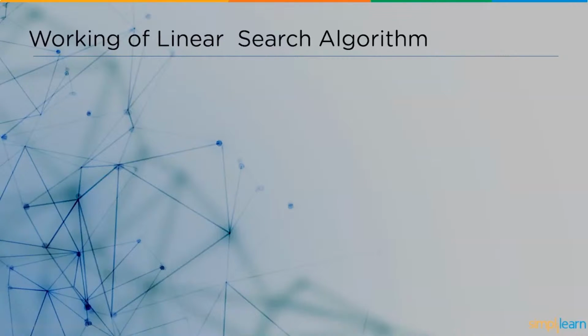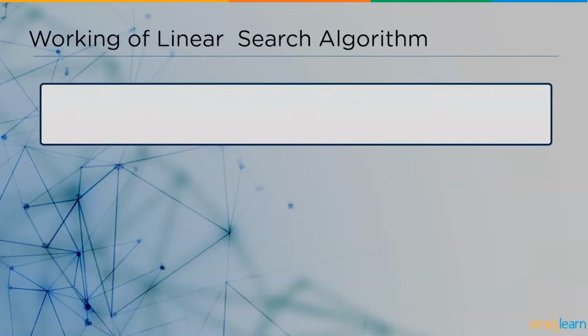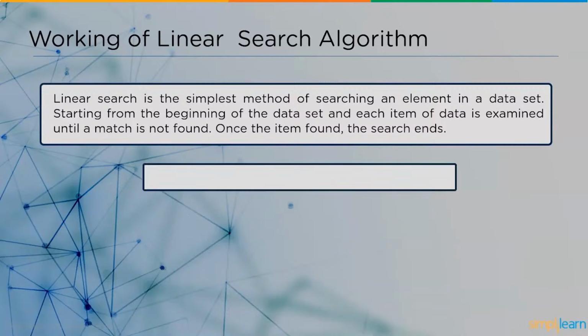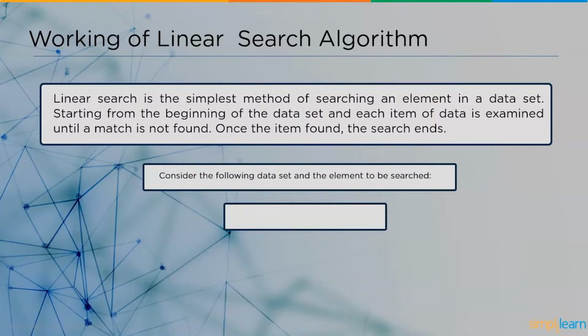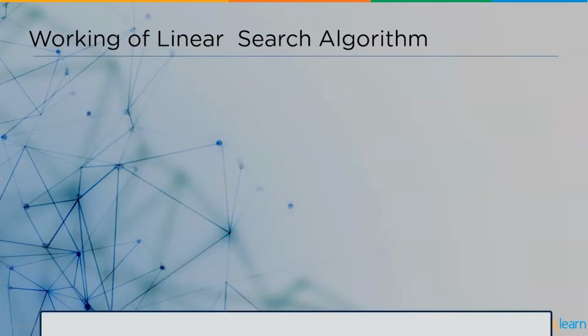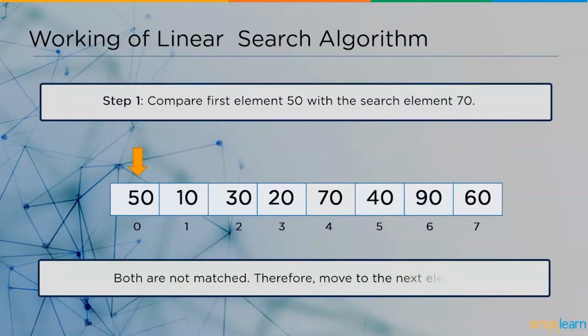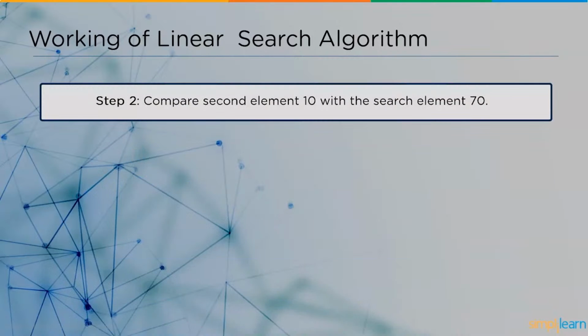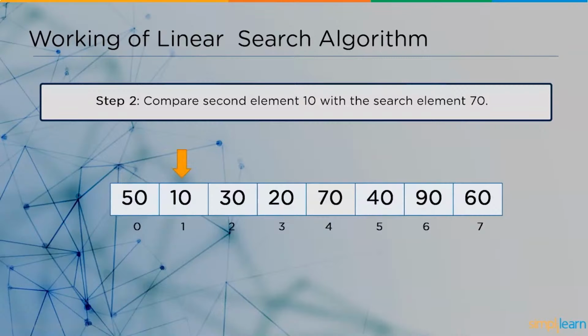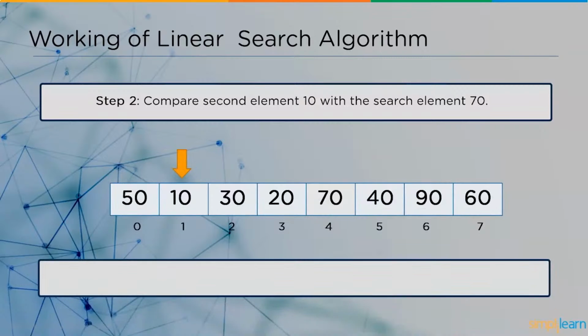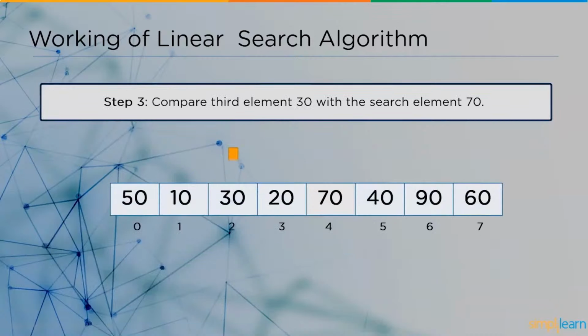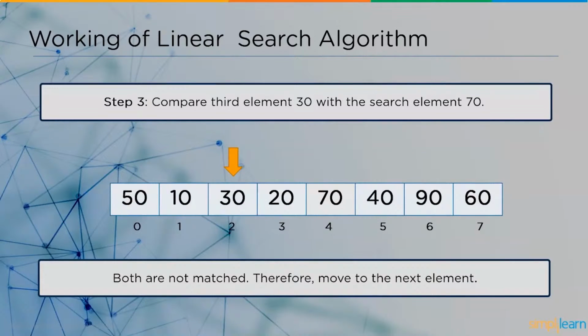The simplest method of searching the data collection is the linear search. Starting from the beginning of the dataset, each element is examined until a match is found. The linear search is completed after the item has been located. In the first stage, we compare the first element, that is 50, to the searched element, that is 70. We will go on to the next element because 50 and 70 do not match. We will compare the second element, which is 10, to the search element, that is 70, in the next step. And once more there is no match found. Then we have the element 30 as the next comparison, and 70 and 30 do not match.